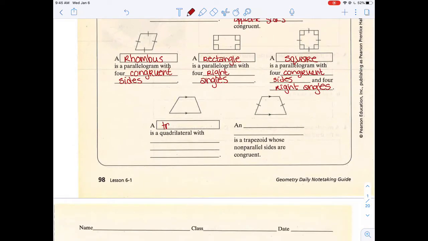Then we have a trapezoid. A trapezoid is a quadrilateral with exactly one pair of parallel sides. And then we can also have an isosceles trapezoid. That is just a trapezoid whose non-parallel sides are congruent. So like these two sides are parallel and then these two sides are the same length.